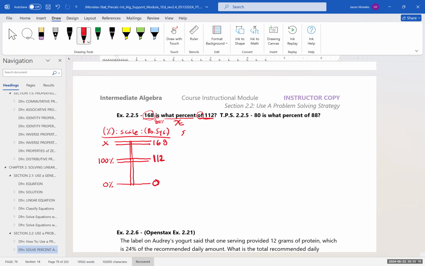So now when we come over here to our expectations for this problem, number one, we're going to expect that our value of X is going to be greater than 100%.